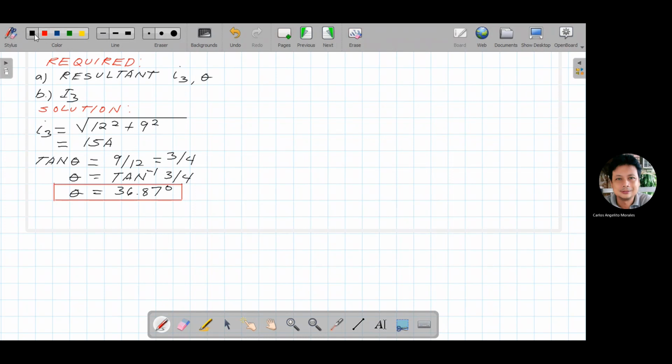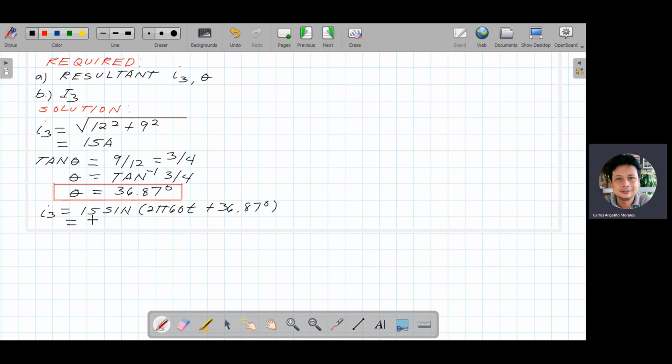And we have I3 is equal to 15 sine 2 pi 60t plus 36.87 degrees, which is equal to 15 sine 377t plus 36.87 degrees. So this is for I3. Diyan natin ng box.